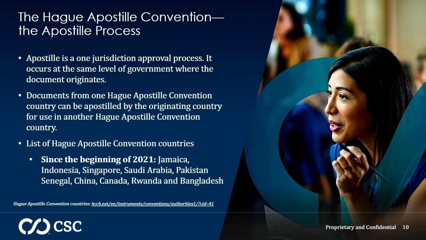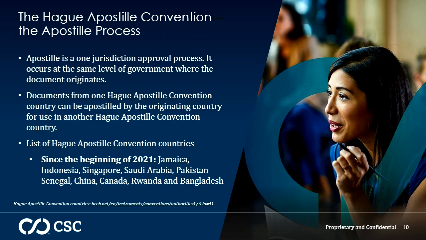And then we also wanted to spotlight that since 2021, a few countries have come on board, and this list is always changing. If you haven't done an apostille in a while, definitely look up the list before you go. But the most recent countries have been Jamaica, Indonesia, Singapore, Saudi Arabia, Pakistan, Senegal, China, Canada, Rwanda, and Bangladesh. And then Kelly, why don't you talk a moment about some of the streamlining that you've seen with Saudi Arabia and then I should say China.